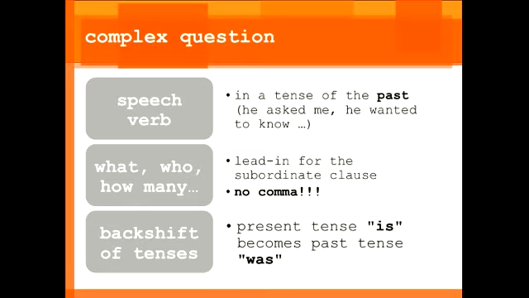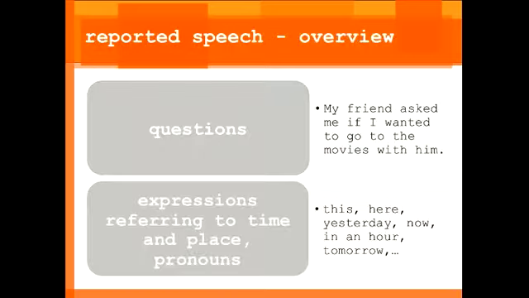Now in the complex question, there is no if or whether as a lead-in for the subordinate clause. There are question words, and there are a lot of them, like what, who, and how many. And again, there is no comma in English in front of those question words. And then, of course, there's also the backshift of tenses, and the present tense is, in this case, becomes the past tense was. So much for the questions.